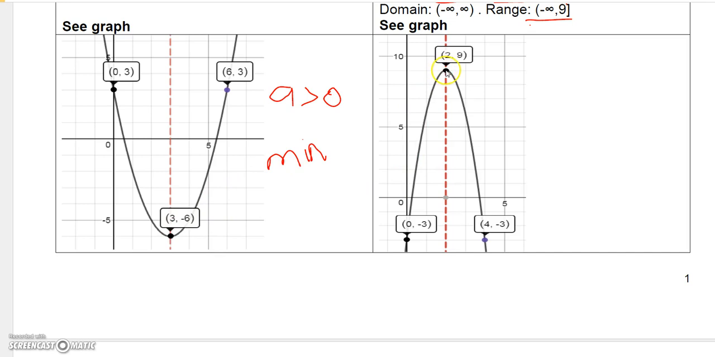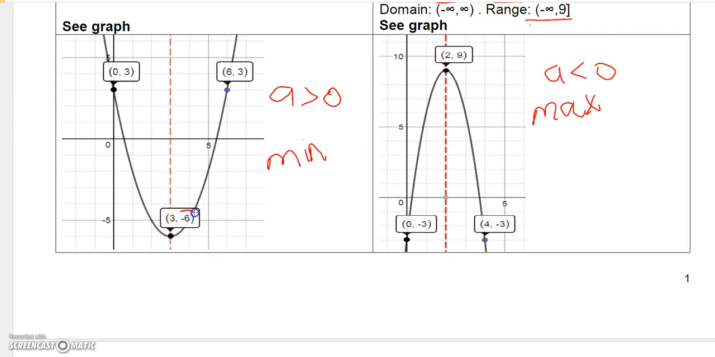And then look at this one. Remember, on this one, since it opens down, we know that a is negative. So when a is negative, you actually have a maximum value. In other words, you have a highest point in that case. But actually, notice where the minimum for this one is and the maximum for this one is. It's just at the vertex.